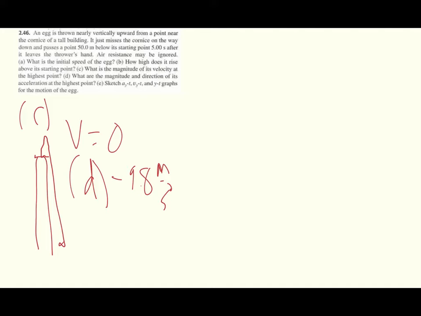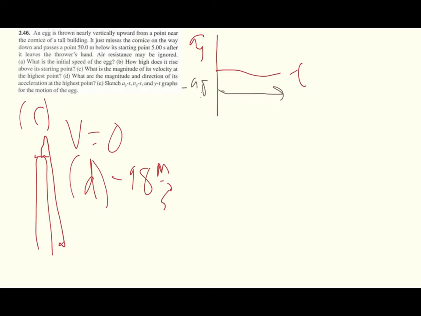Then they ask you to draw acceleration, velocity, and position graphs of the motion of the egg. Let's start with the acceleration graph because it's the easiest one to draw. A sub y versus t. Again, it's going to be negative 9.8 the whole time. So that one's just going to be a flat line at negative 9.8.